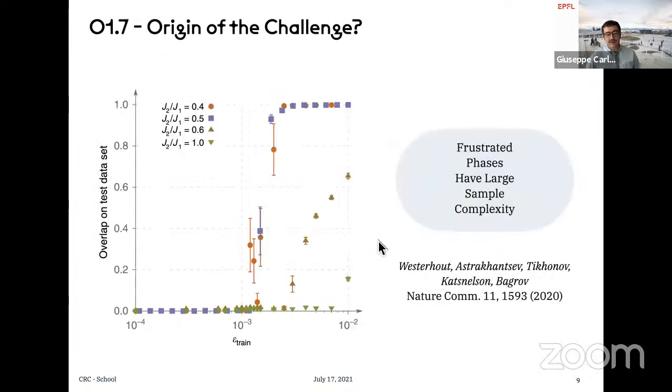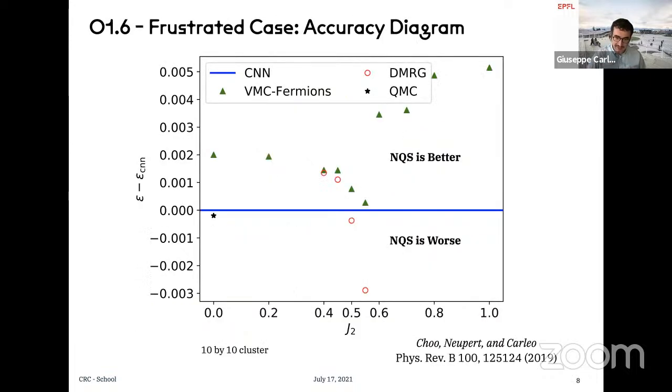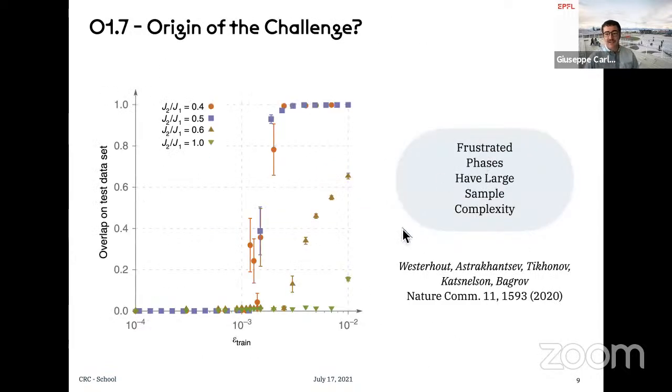And the origin of the challenge, if you're interested in understanding what are the challenges of these states, is essentially that if you have a frustrated phase, and these are strongly frustrated phases here in the middle, it happens that they also have a large so-called sample complexity. Sample complexity means that the number of samples that you need to learn these phases is significantly larger than the number of samples that you need to learn, for example, an ordered phase.